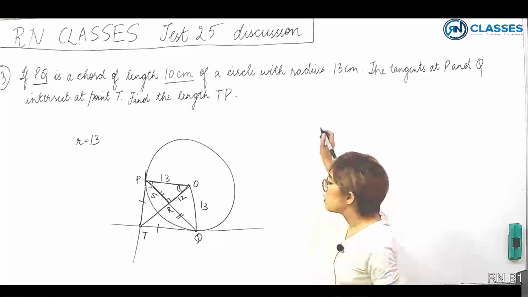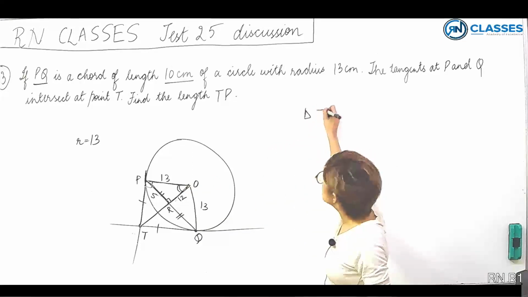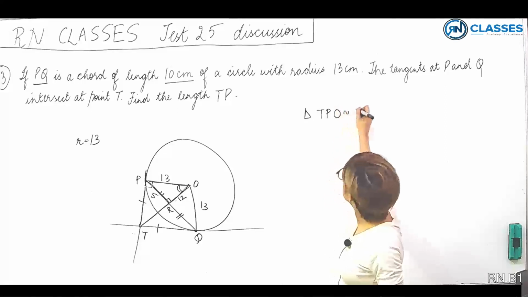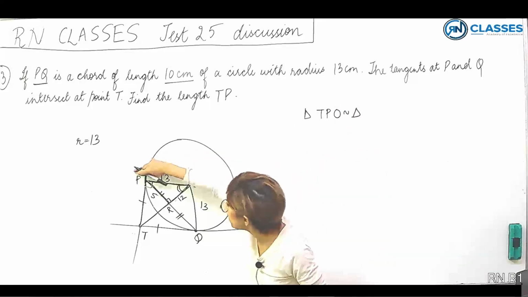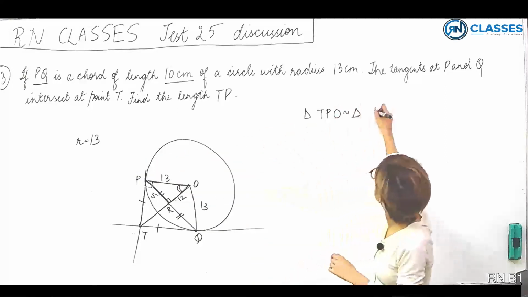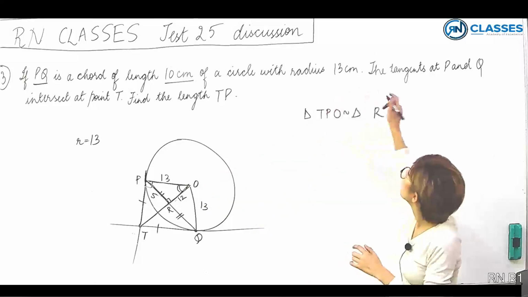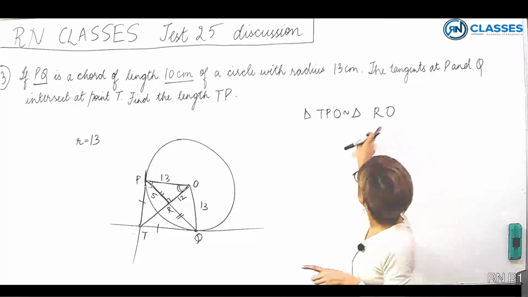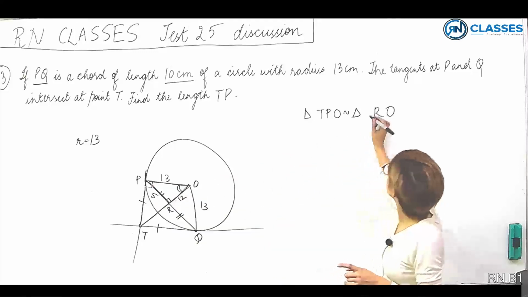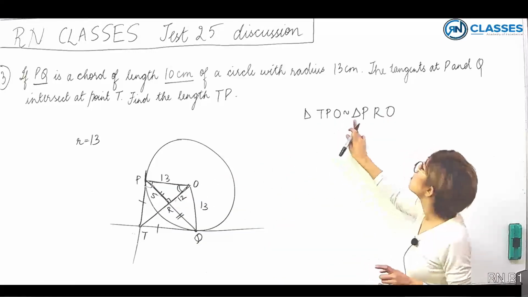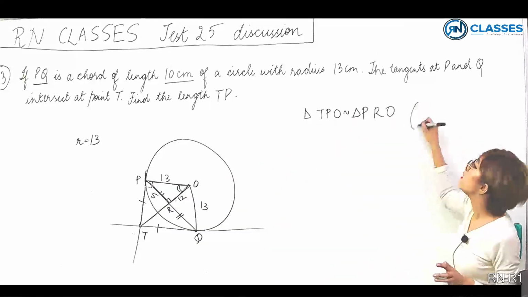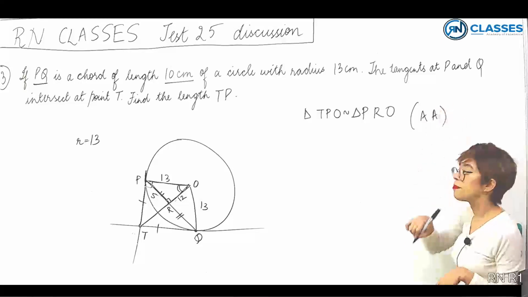Now let's write the corresponding parts. The triangle CPO is similar to triangle. Now corresponding to C, I should have P. So P, and O corresponding to O, I should have O. That means I'm left with R. So CPO is similar to PRO by AA similarity rule.